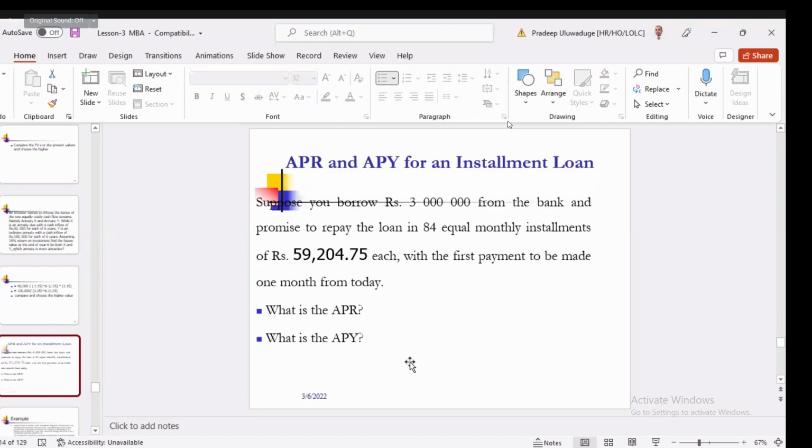You know the present value, yes, present value is 3 million, and you know the monthly installment and the number of installments, and you are supposed to solve for R. So take the present value formula, insert these figures, solve for R, you get APR. Then since it's monthly, right? So that is (1 plus R divided by M) to the power M into N minus 1 will give you APY, right? APY. Okay.